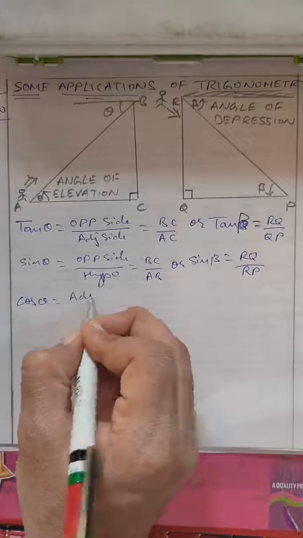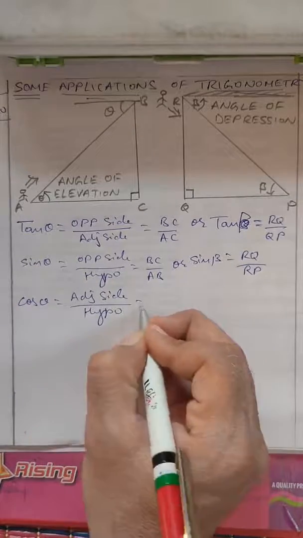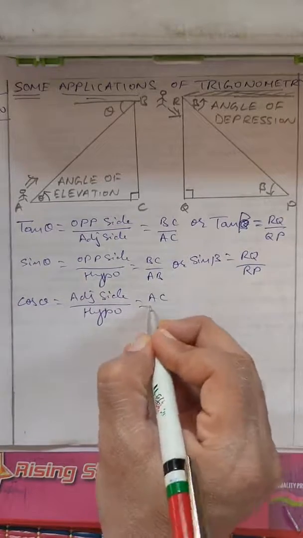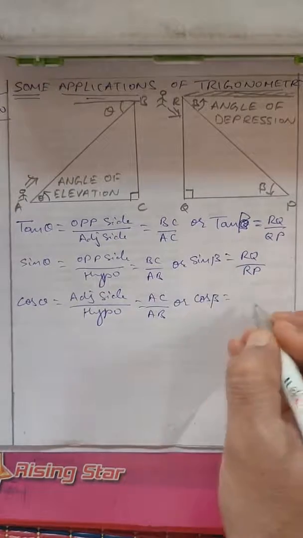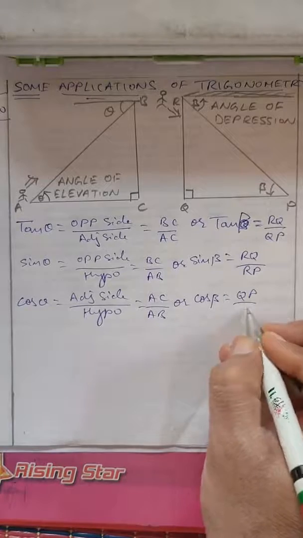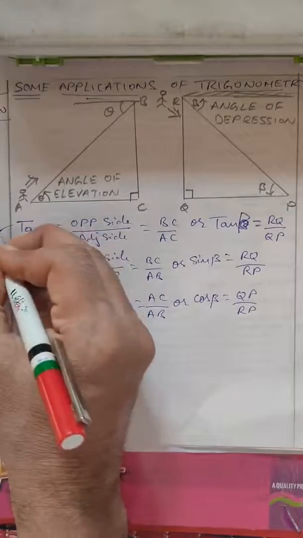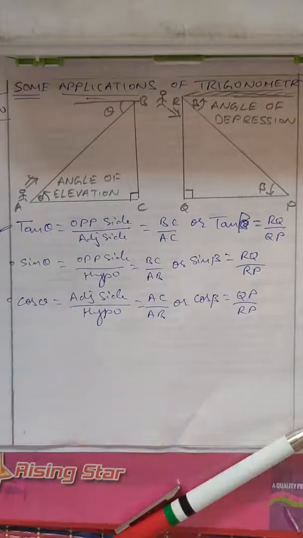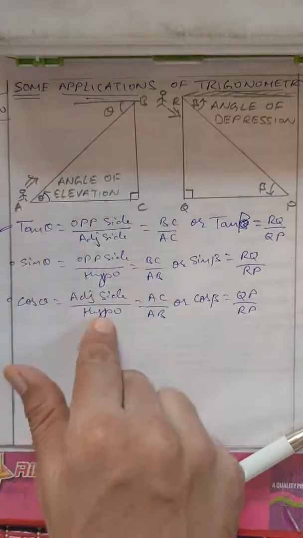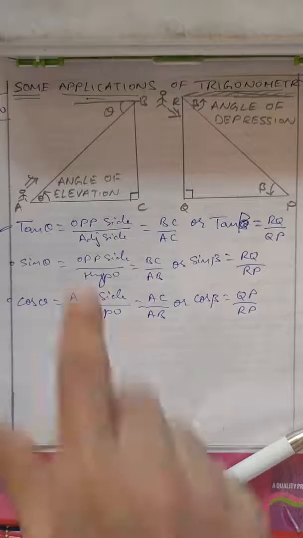Cos theta is adjacent side upon hypotenuse. What is the adjacent side? AC. And what is the hypotenuse? AB. Or if we take cos beta, the adjacent side is QP and the hypotenuse is RP. So 99% we may use tan theta. Sometimes we may use these two, depending upon which side is given. If they have given us the adjacent side, then cos theta. If they have given the opposite side, then sin theta. But 99% we are going to use tan.